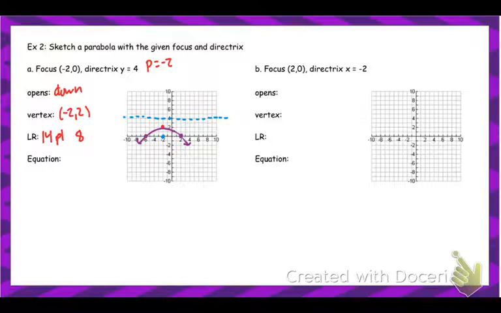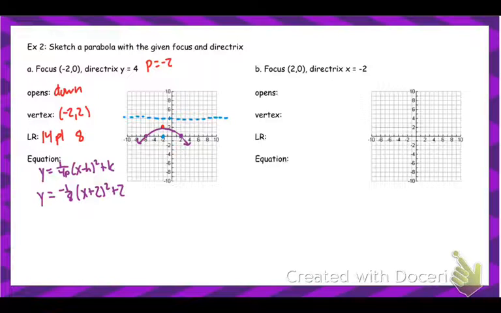So now let's work backwards and write the equation. Y equals 1 over 4P times x minus h squared plus k. We now know the value of P. It's -2. And then the rest of it is just like it was for your regular quadratics. All right, if you feel comfortable, pause the video, try the next one.